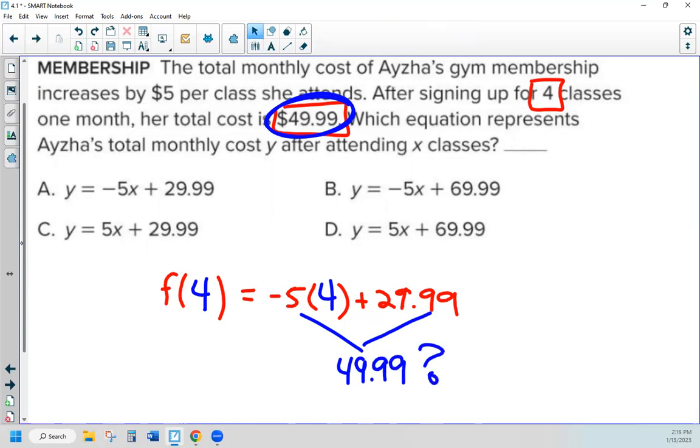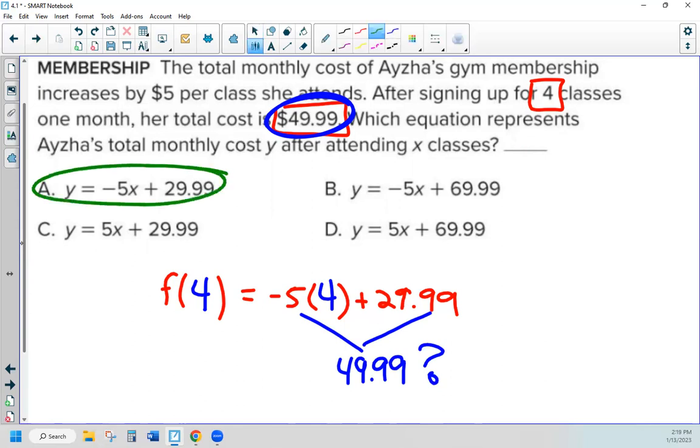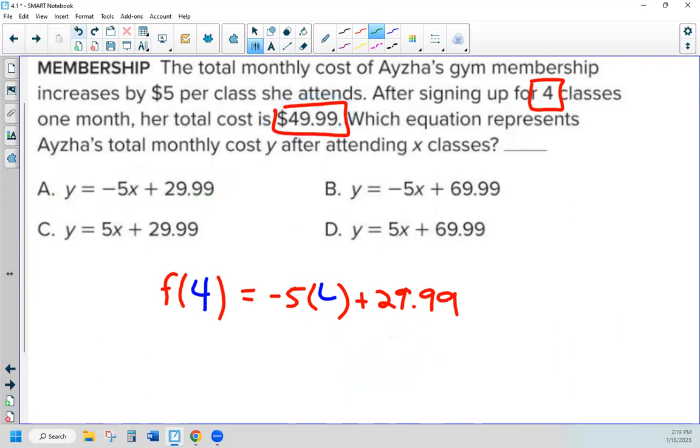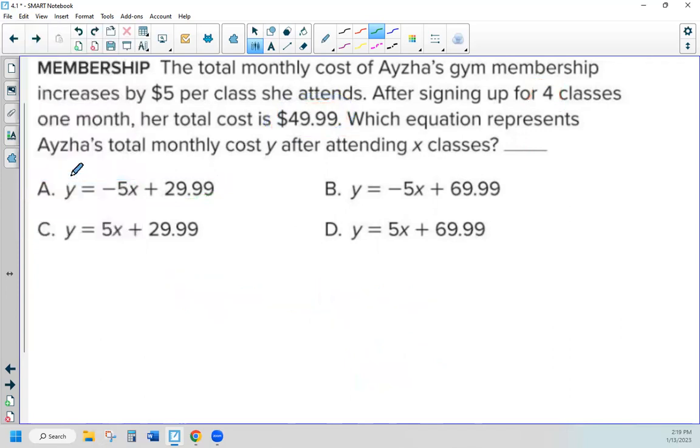If this is true, if my input and output are true, then this is the formula that makes my input and output related to each other. If not, then it's wrong. All right. So you could do that route. You could see which of these, when we put in a 4, will get me $49.99. And it should only be one of them. So don't worry about, oh, can there be more than one? No, there should only be one of them.